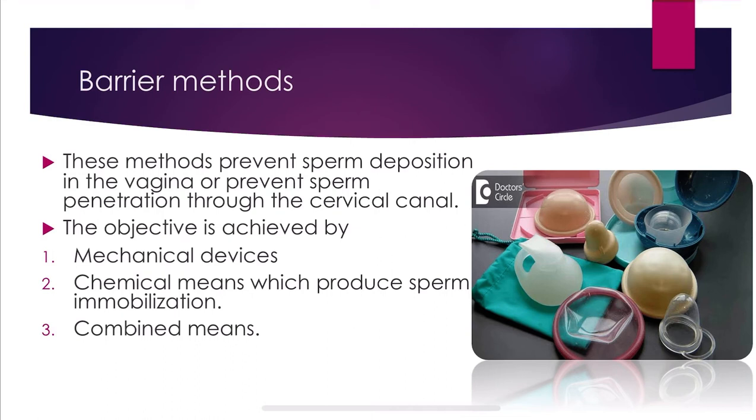The barrier methods, how do you achieve a barrier? It is by mechanical devices. The mechanical devices could be cervical caps and diaphragms, and the chemical means are in the form of foams, tablets, creams, jellies and so on. What do they do? They produce sperm immobilization. Immobilization is what? It is preventing its movement. Further progressive motility of the sperm is stopped. And also there are combined methods.